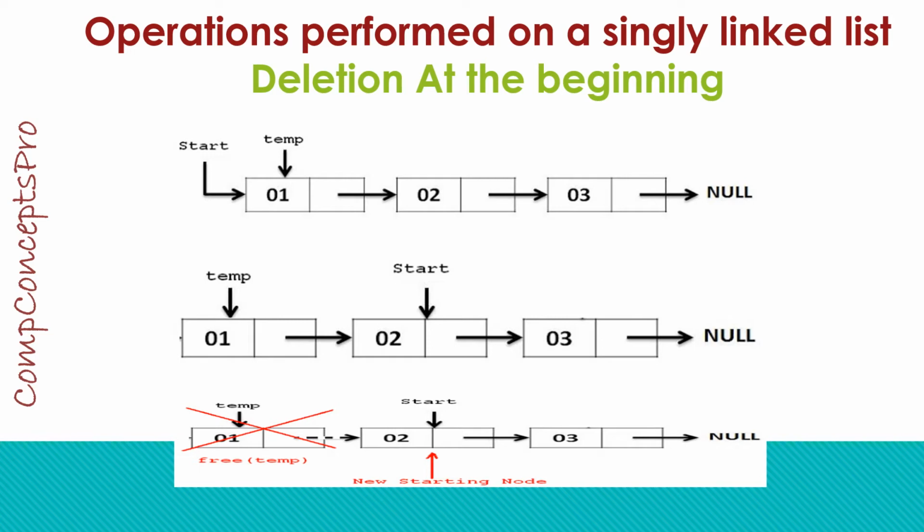Here is one more graphical representation of deletion from beginning. As you can see in image 1, both start and temp pointers are pointing to the first node of the list. Then in image 2, we shifted the start pointer to the second node because after deleting the first node, this next node will be our first node. And finally in image 3, you can see that we have deleted the first node and the second node is now the first node of the list.